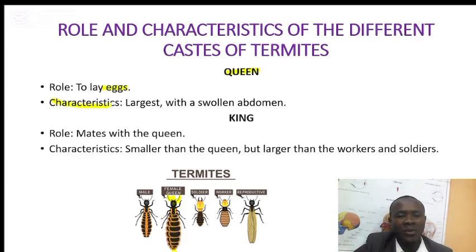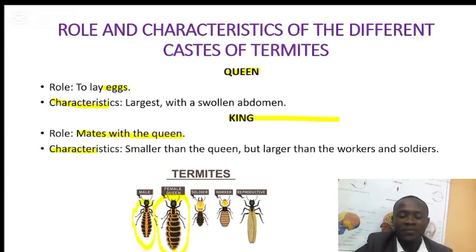And the characteristics of it: it is the largest. As you can observe here, we have the queen and it is the largest among all of them. It has a swollen abdomen, because it has eggs in it. That makes the abdomen swell. And the king here, which is the second one, the role of the king is just to mate with the queen and nothing else. Its characteristics: it is smaller than the queen, but larger than the workers and the soldiers that we have.